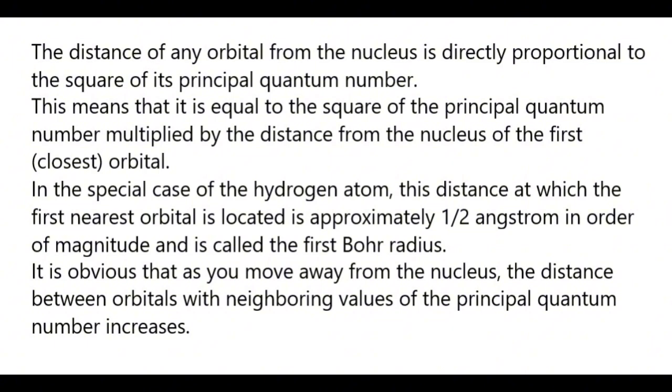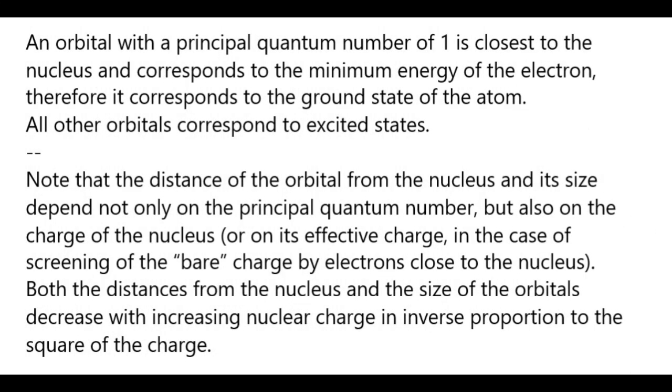It is obvious that as you move away from the nucleus, the distance between orbitals with neighboring values of the principal quantum number increases. An orbital with a principal quantum number of 1 is closest to the nucleus and corresponds to the minimum energy of the electron. Thereby, it corresponds to the ground state of the atom. All other orbitals correspond to excited states.